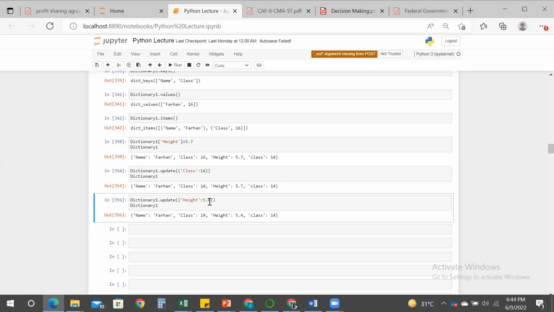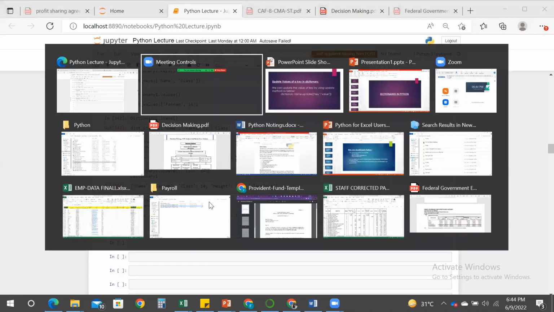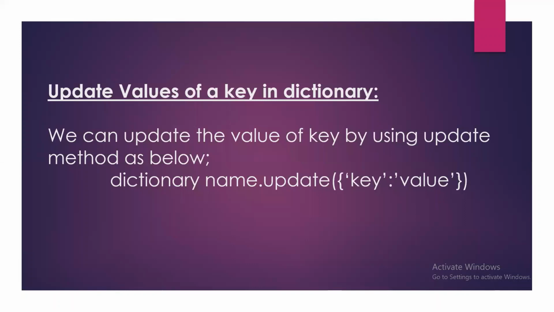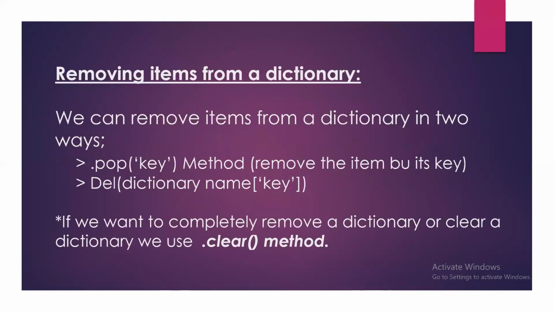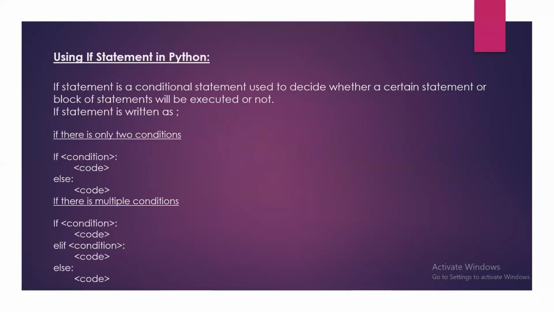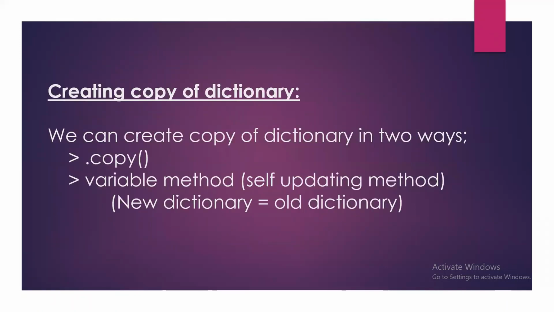We can also create copies of a dictionary by using the copy function. And to create a copy of a dictionary, we use the copy function after the name of the dictionary. So there are basically two methods. One method is using the copy function, and the other method is assigning a new variable to the existing dictionary. Let's say the name of the new dictionary is equal to the name of the old dictionary.